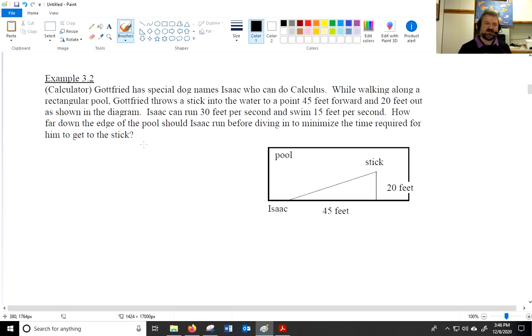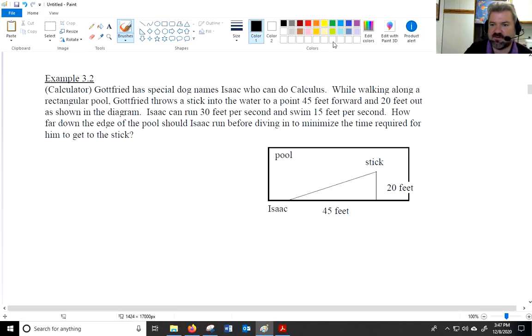All right, let's take a look at this problem. Gottfried has a special dog named Isaac who can do calculus. While walking along a rectangular pool, Gottfried throws a stick into the water to a point 45 feet forward and 20 feet out as shown in the diagram. Isaac can run at 30 feet per second and swim at 15 feet per second. How far down the edge of the pool should Isaac run before diving in to minimize the time required for him to get the stick?